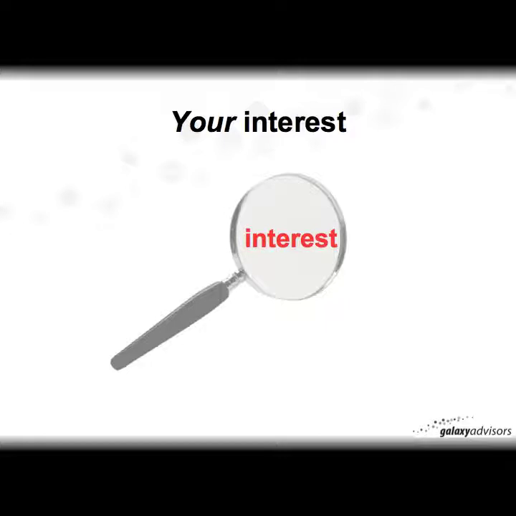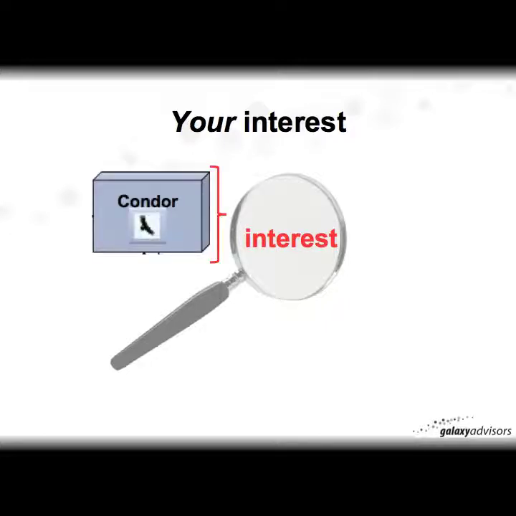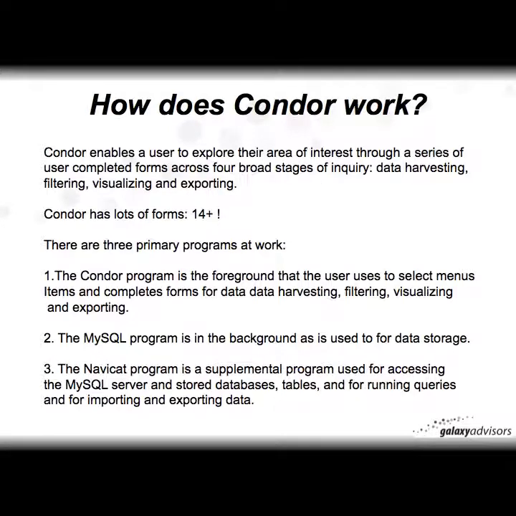So everything begins with your area of interest. And what we're going to use Condor for is to explore that area of interest. Now, how does Condor work? Well, to answer that question, really, Condor enables a user to explore their area of interest through a series of user-completed forms across 4 broad stages of inquiry: data harvesting, filtering, visualizing, and exporting.